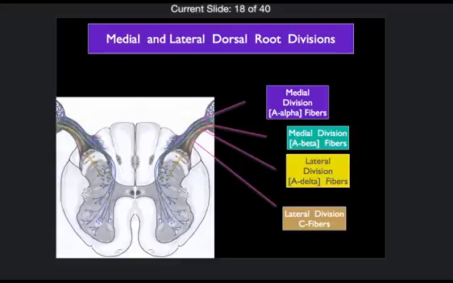Now, the lateral division are A delta and C fibers. These are like 10 meters per second, and this is like less than 1 meter per second, and they enter directly into the gray matter.